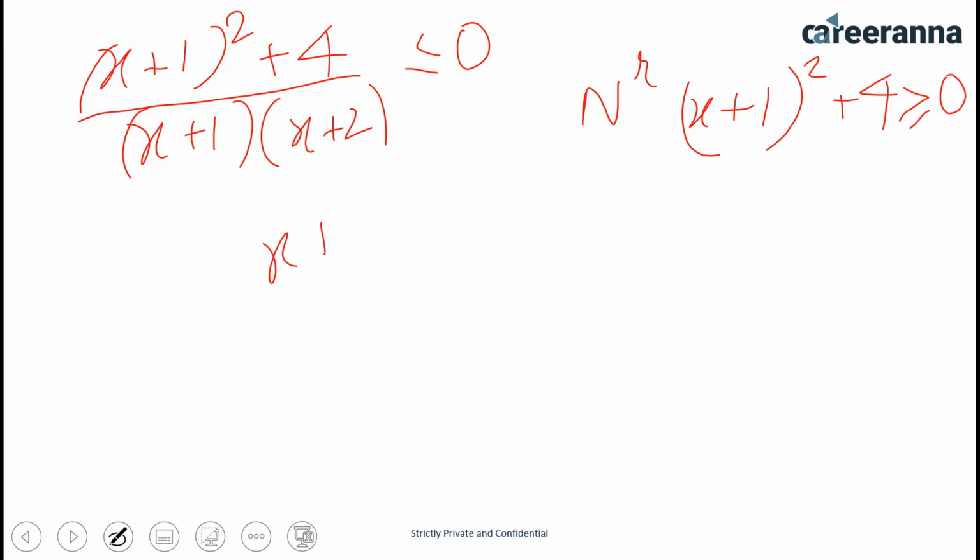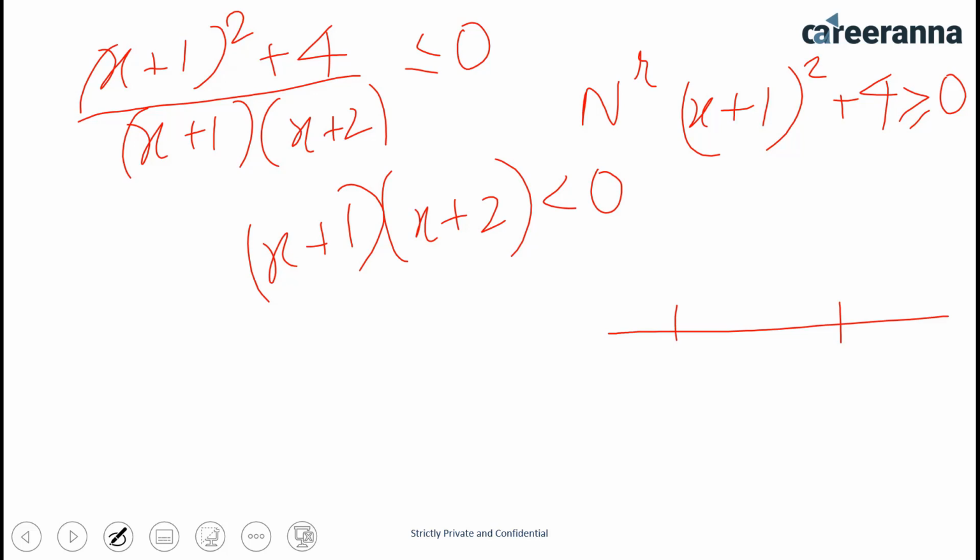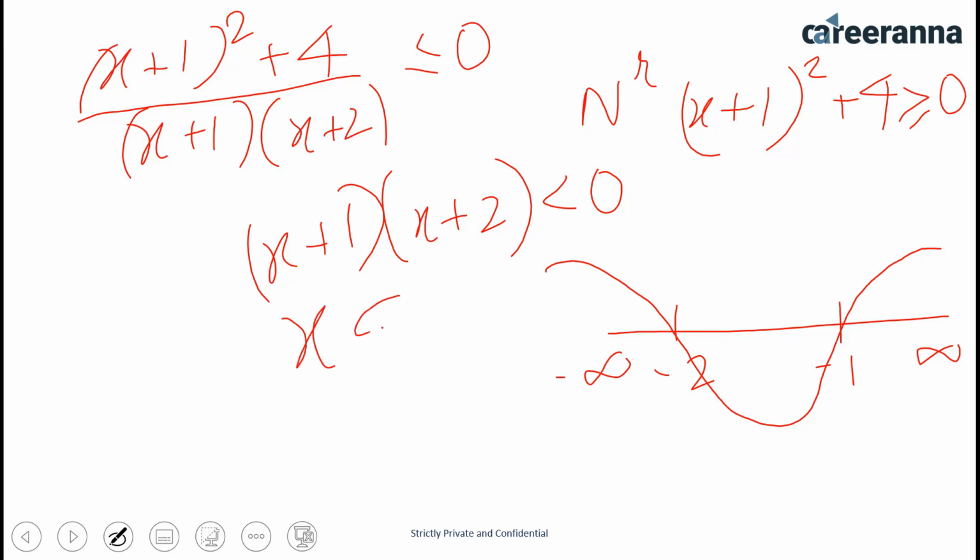Also, this x plus 1 and x plus 2 can only be less than 0. It can't be equal to 0. So if we put this on the number scale, let's put x equals to 0. So this will become 1 into 2, 2. So that would be a positive number. So we can see that x belongs to minus 2 to minus 1, open bracket.